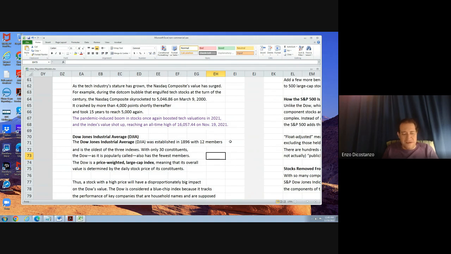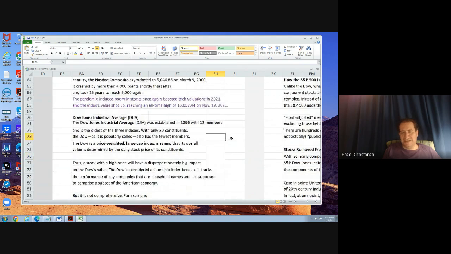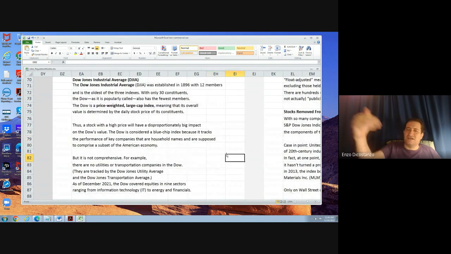Eventually, maybe, if it turns into Intel or Microsoft, but you're not going to get it in its initial stages. And there are all sorts of indices, sized based as the company grows. So a stock with a high price will have a disproportionately big impact on the Dow's value. It's a blue chip index because it tracks the performance of key companies that are household names. They're supposed to comprise a subset of the American economy.